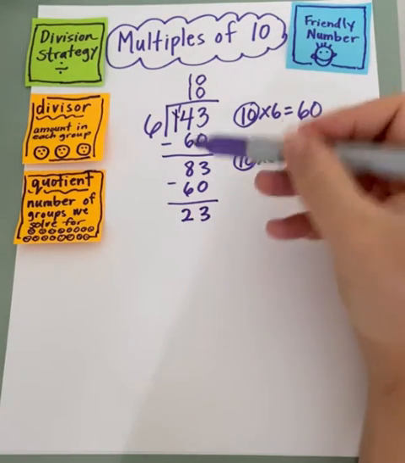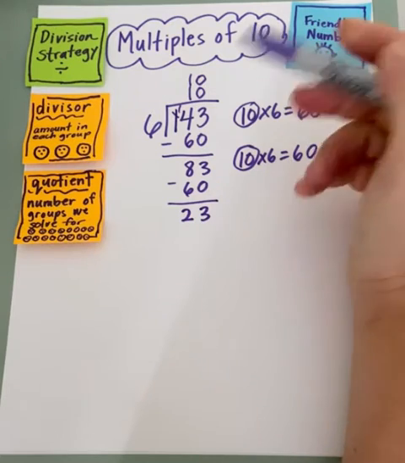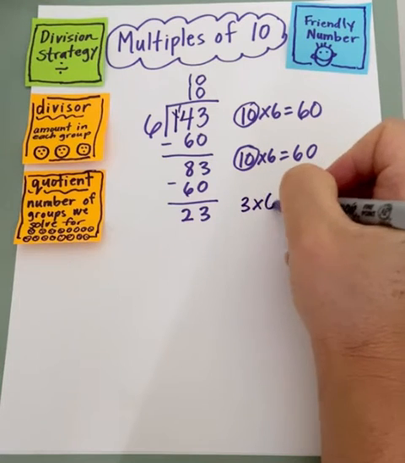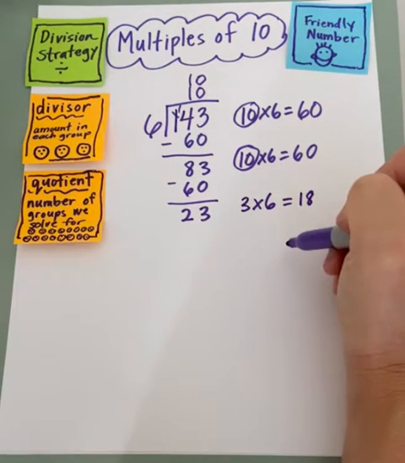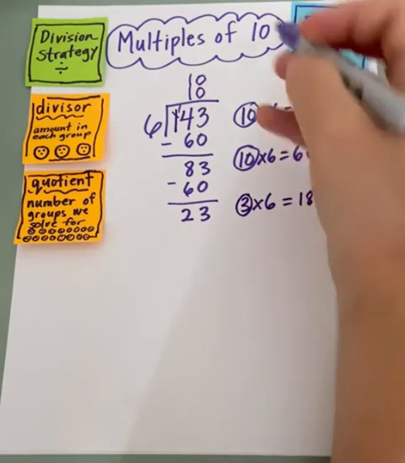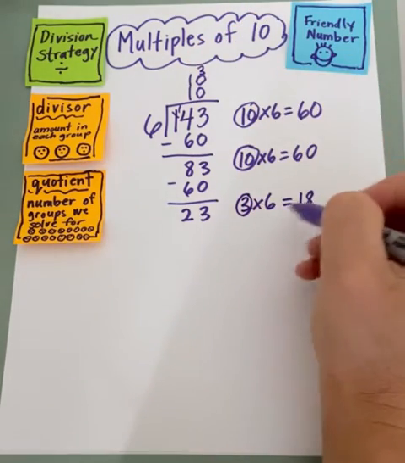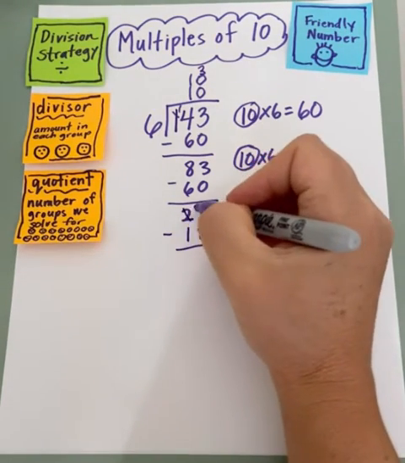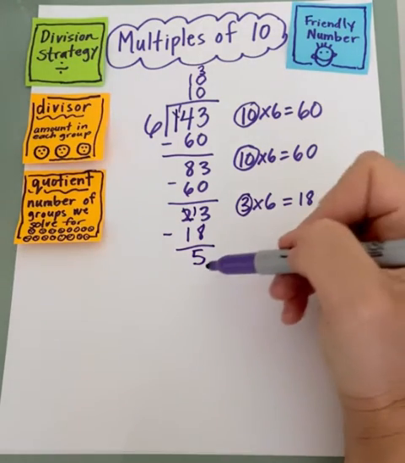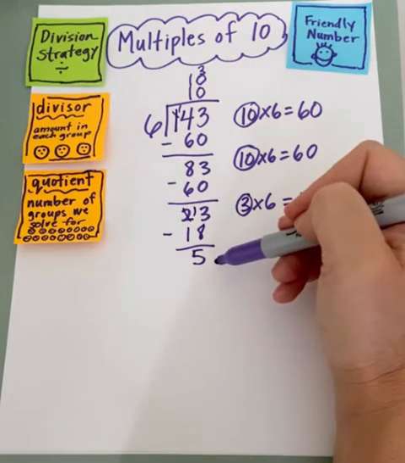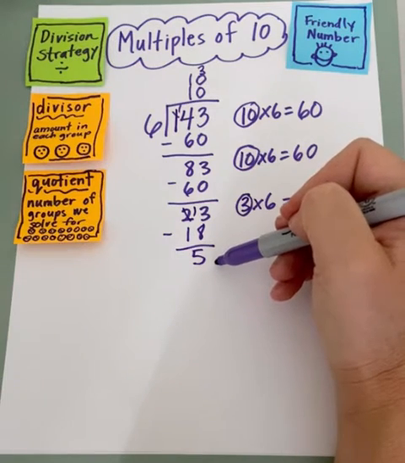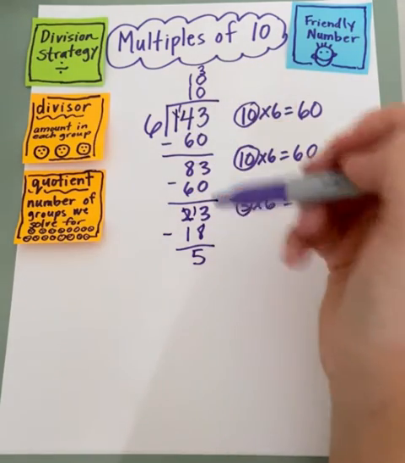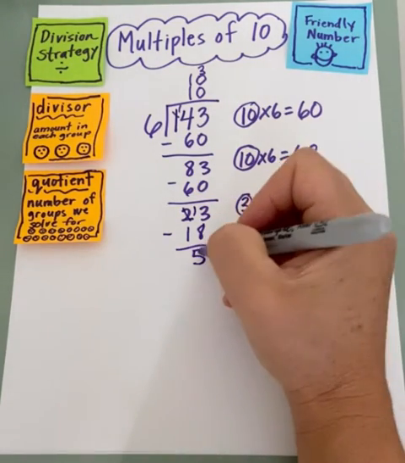So now I have to think, how many groups of 6 are in 23? Well, when I think about my math facts, I know that 3 groups of 6 is 18, and that's pretty close to 23. So I'm going to add another 3 groups of 6 up here, and I'm going to subtract 18 from what's left of my total. And when I do that, I am left with 5. Now, can I do that again? Is there a group of 6 in 5? That's right, no. There is not another group of 6 in 5, because 5 is smaller than 6. It's smaller than the divisor, than the thing that we're dividing by. So this will become our remainder.